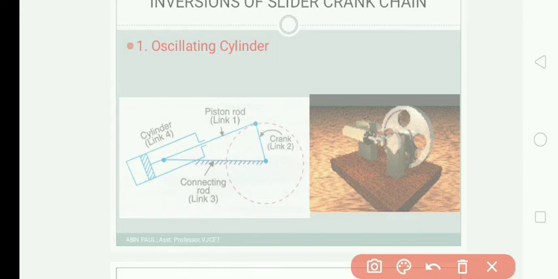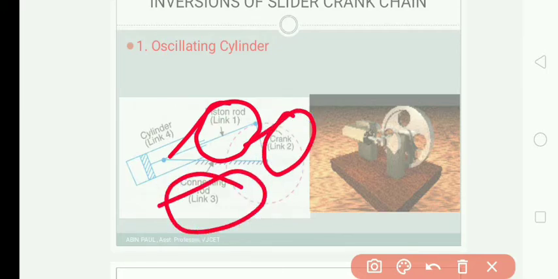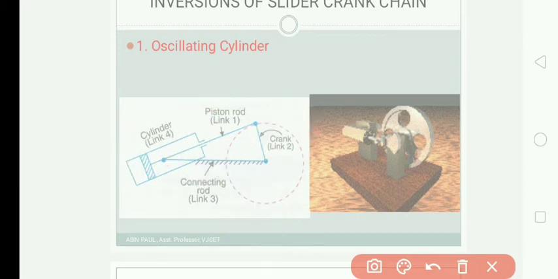So we have the connecting rod fixed. We have 4 links. Link number 1 is the piston rod, which is connected to the piston. Then link number 2 is the crank. Then link number 3 is the connecting rod, and link number 4 is the cylinder. So first, how is it working? This connecting rod is fixed. You can see the connecting rod is fixed.